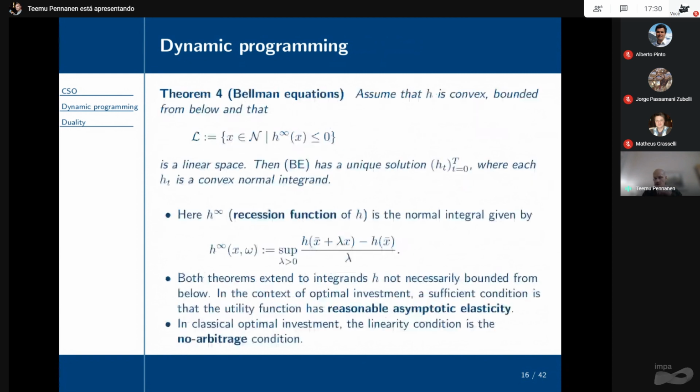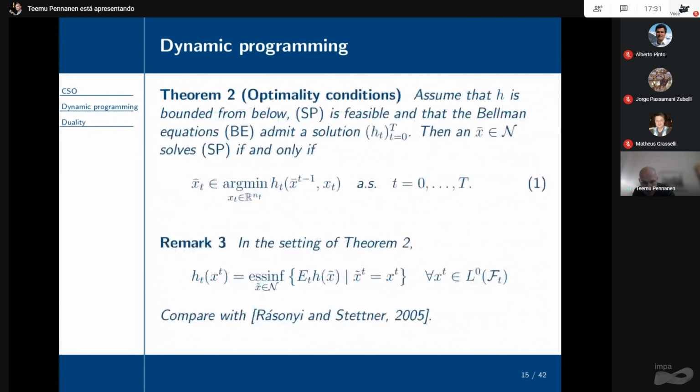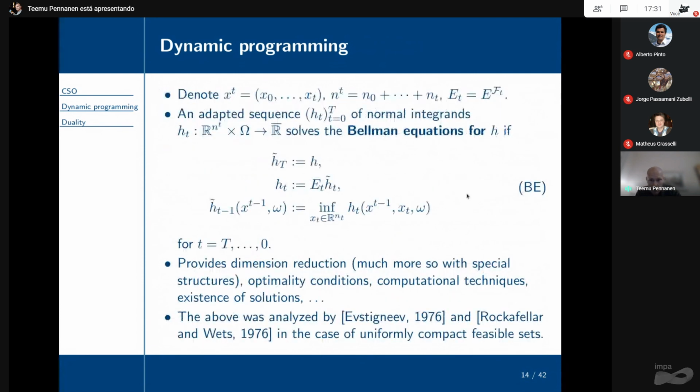The second main theorem here about the dynamic programming is to prove the existence of the solution to the Bellman equation. Let me just remind you, this is the Bellman recursion. It's not a priori clear whether there exists such a sequence of functions h_t that satisfies this recursion.